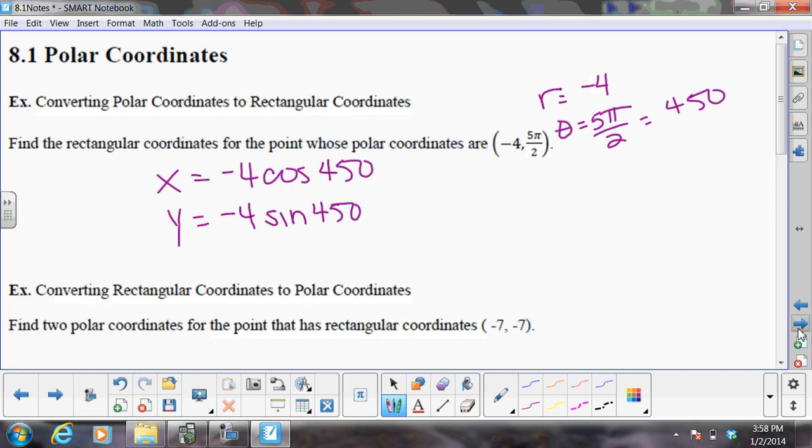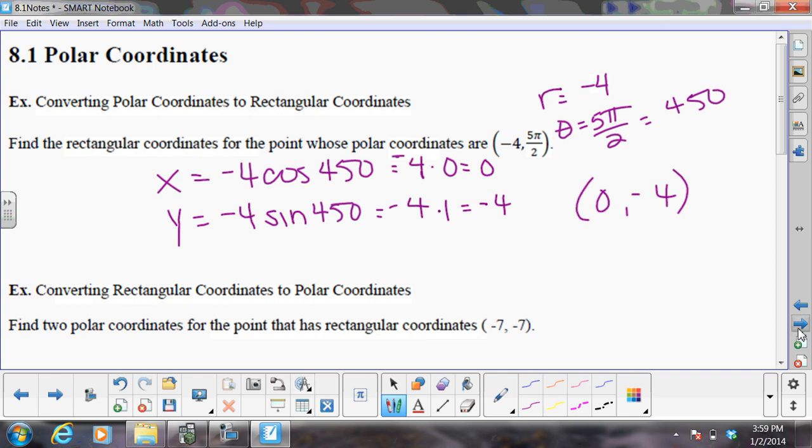Well, cosine of 450, the reference angle is 360, so 90. The reference angle is 90. Cosine of 90 is 0, so x is equal to 0. Sine of 90 is equal to 1. So this is negative 4 times 1, negative 4. I'll write this in. 4 times 0 is 0, negative 4. So our point is 0, negative 4.